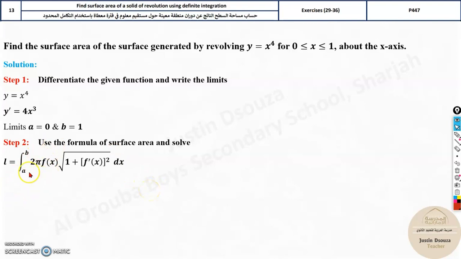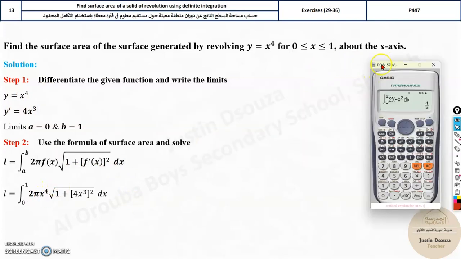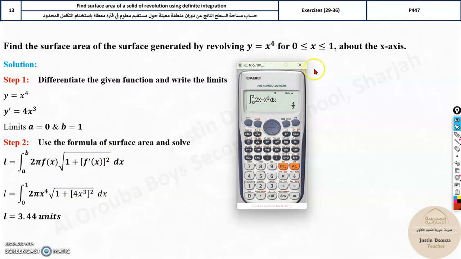Use the formula 2 pi f of x. What is the function? The function is x to the power 4. Then square root of 1 plus f dash, which is 4x to the power 3, the whole squared. That's it. Now all you need to do is put it in the calculator and solve. Your answer would be 3.44. We can just do it over here.